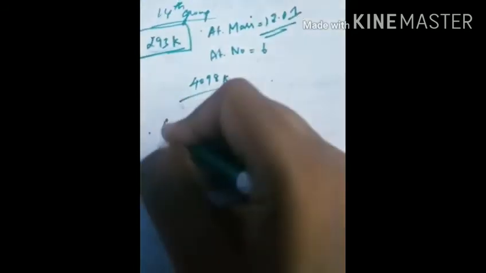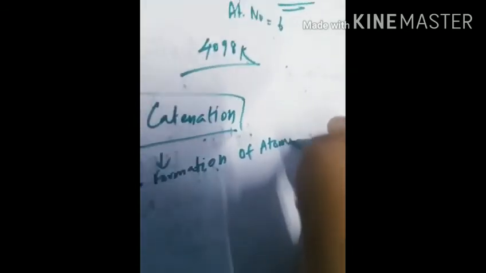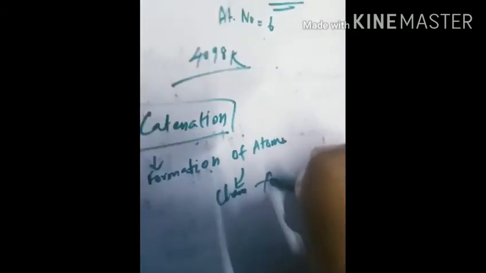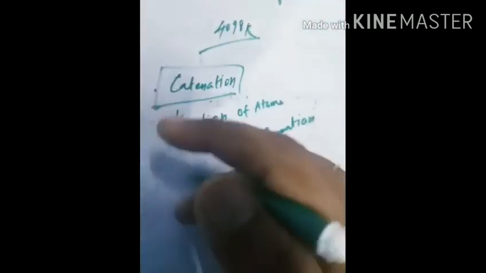There is one property called tendency for catenation. What is catenation? Catenation is the formation of atoms to form a chain. That is called catenation. So next, there are so many allotropes of carbon.